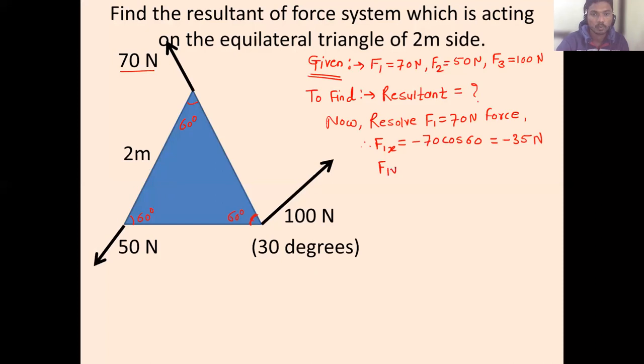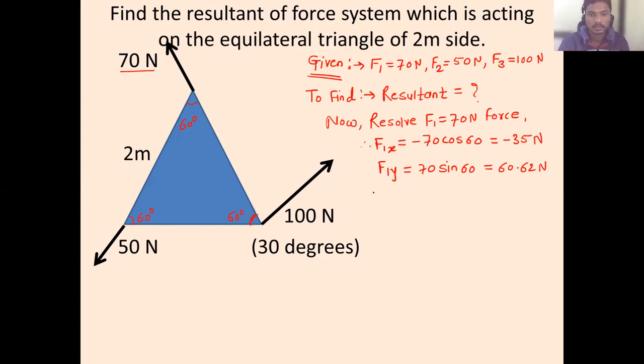Next, F1y. 70 sin 60. So in the x component of F1, why have you taken the cos function, not sin? Because the angle is made with the x-axis. Very good. Now tell me this F1y. 60.62. Very good.